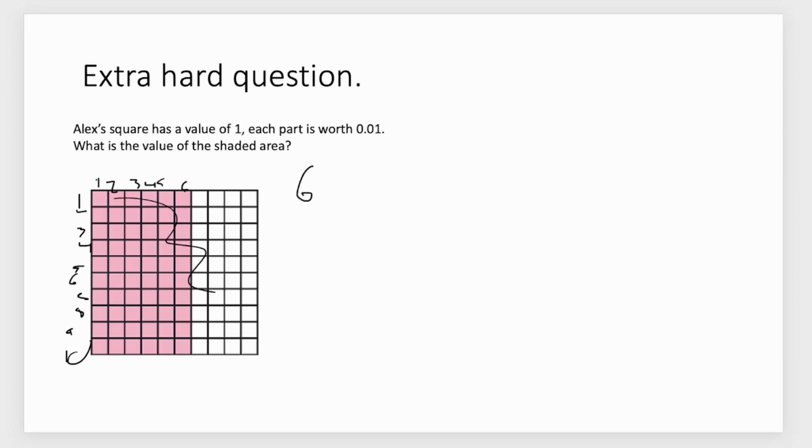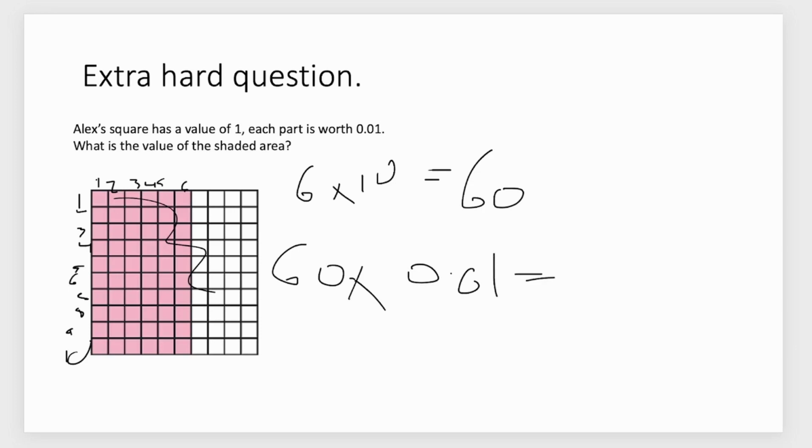So if we just go 6 times 10, this is going to give us how many blocks are in the shaded area. So 6 times 10 is 60. So we have 60 blocks in that shaded area. And we know that each part is worth 0.01. So if we do 60 times 0.01, we get the answer of 0.6.